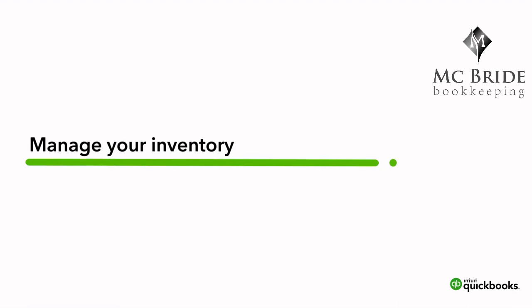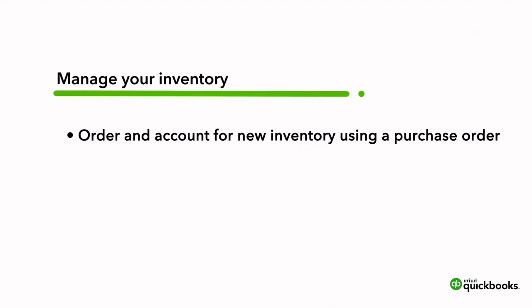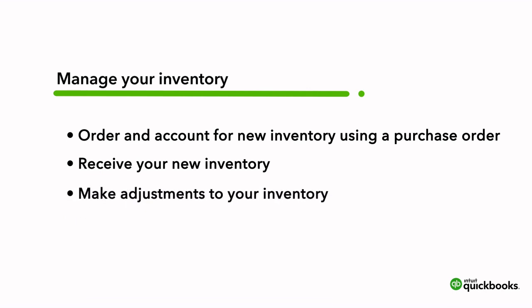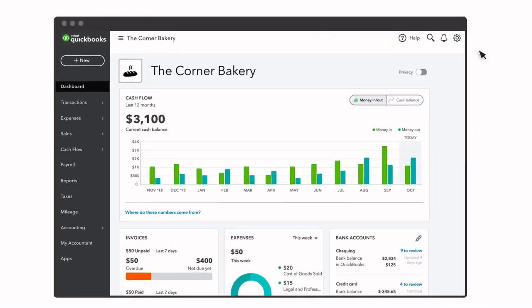If you are using QuickBooks to manage your inventory, then you can order new inventory whenever you're running low. Let's go over how to order and account for new inventory using a purchase order. Then we'll go over what to do when you receive your new inventory. Finally, you'll see how to make adjustments to your inventory if QuickBooks thinks you have more or less than you really do. To start, let's make sure you have purchase orders enabled in QuickBooks.